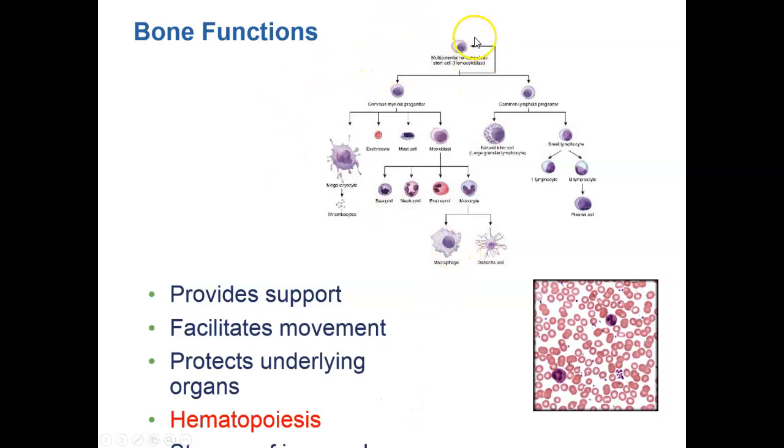So it starts with this hemocytoblast up here that will then differentiate into a lot of different blood cells. This is a bad picture, I apologize. But you can see those cells over here as well. Some of those cells become erythrocytes or red blood cells. That's what these are.